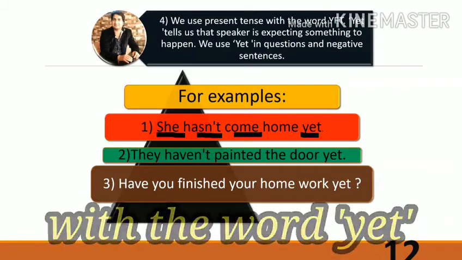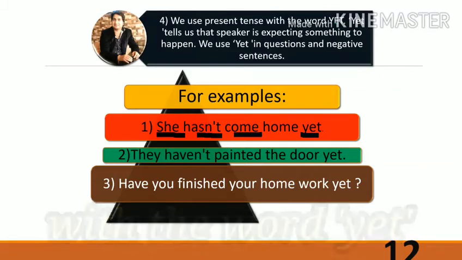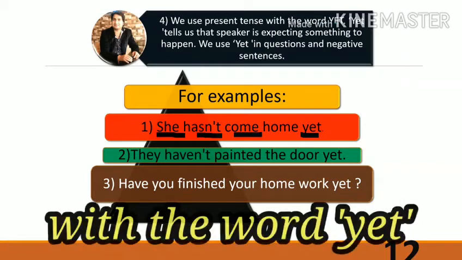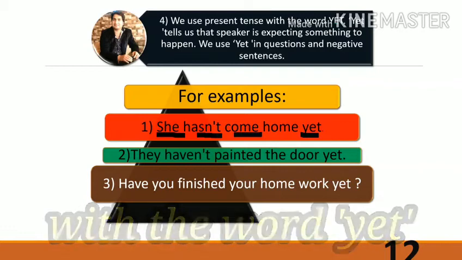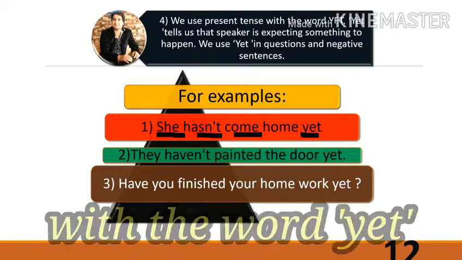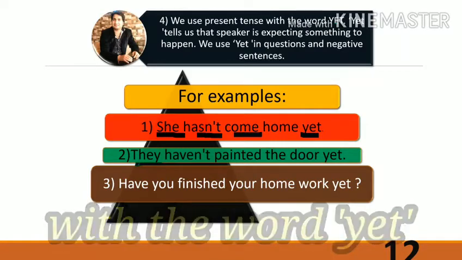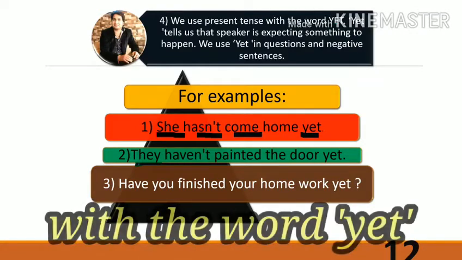So you can make a negative of it first, because we have said that when we talk about "yet", it is mostly used in questions and negative forms. So: "She hasn't come home yet." In the second example, "They haven't painted the door yet", here "they" is the subject, "have" is a helping verb, "painted" is V3, and "yet" is again there.